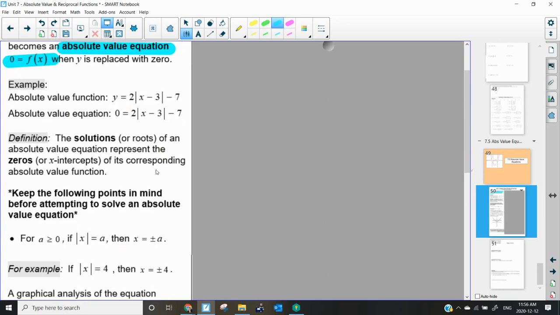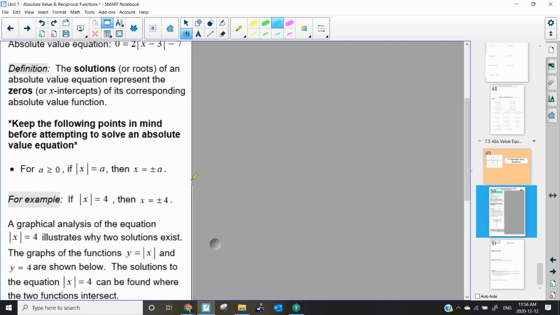And so the solutions of that equation are also known as the roots of the equation. And if it's a function, we call them the zeros of the function. So the solutions or the roots are also the x-intercepts or the zeros when we're graphing the function. Now, some things to keep in mind. When we're solving for absolute value functions, we're going to have to consider two cases.